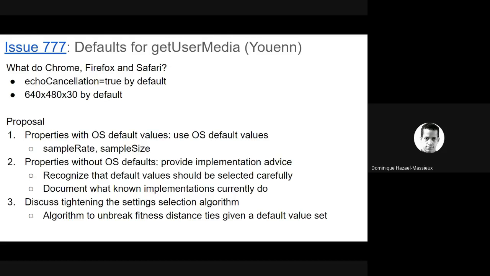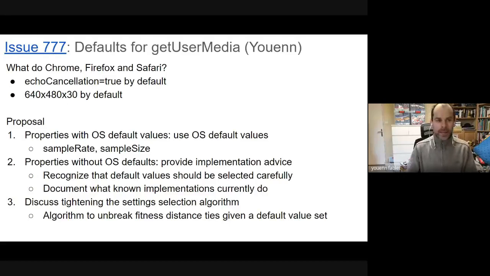And when we say OS default, do we mean there would be a list of constraints for which it would be recommended to use OS defaults? Or we would say whenever there is an OS default for a constraint listed in this spec, use it? I do not think we can constrain the OSs, so there would not be a mandatory list, but we can mention some properties that we know usually have OS defaults, like sample rate and sample size. But again, the list of these properties would not be mandatory. It would just be explanatory.